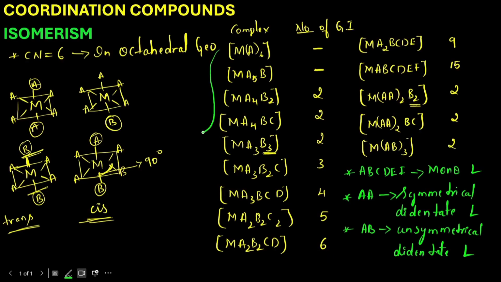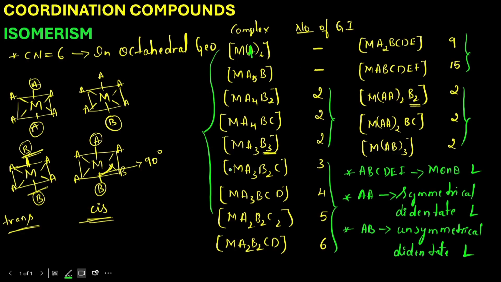So you have to remember this table. It's very easy to remember this table. Here MA6 type of complex and MA5B type of complex will not have any geometrical isomers. Therefore, you have to start remembering from MA4B2. So the trick is, it starts with 2, 2, 2, 3, 4, 5, 6, 9, 15, 2, 2, 2. This is how you have to remember.